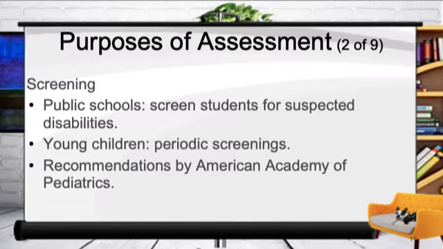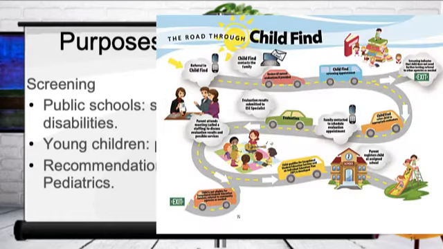So public schools are responsible for the screening of children for suspected disabilities. This is the primary function of Child Find. And Child Find requires that all school districts in the U.S. identify, locate, and evaluate children with disabilities starting from birth through age 21.